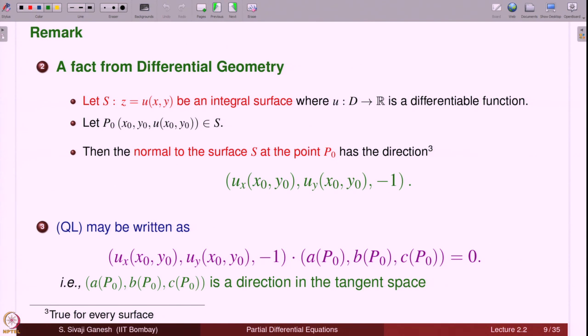In other words, the ABC which defined our quasi-linear PDE is a direction in the tangent space to the surface S at the point P naught. Always remember this phrasing: tangent space, or tangent plane if you are in a plane, to something at some point. So this is a tangent direction; we caught hold of a tangential direction in a search for an integral surface.